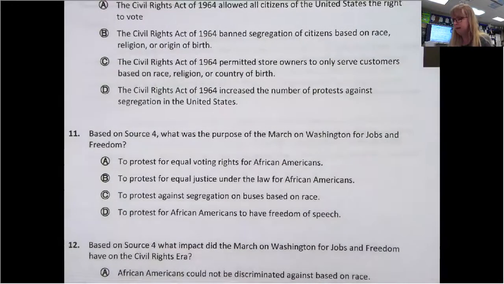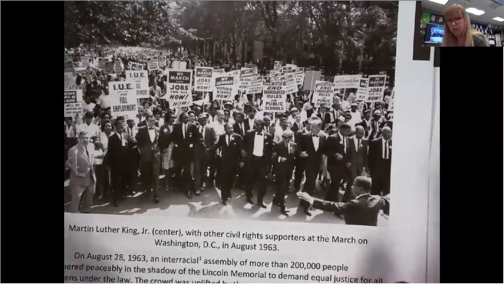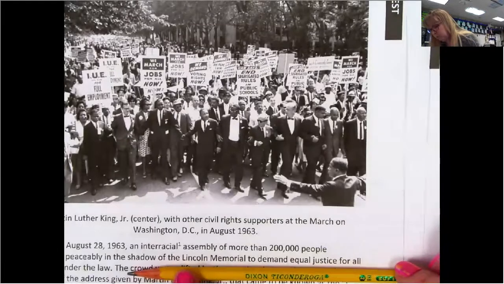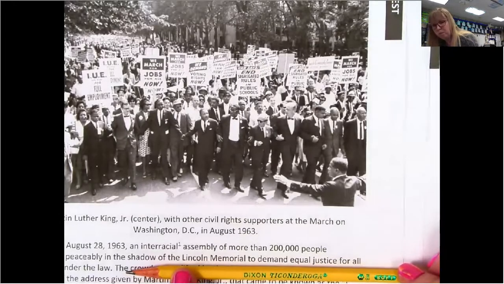And I'm going to pull this back up here again and point this out. All those people gathered peaceably to demand equal justice. Do you see my pencil underneath those words? They were demanding equal justice for all.